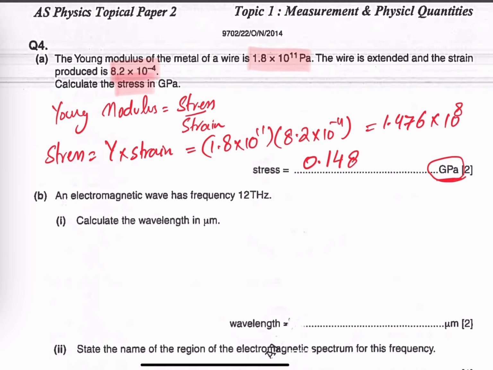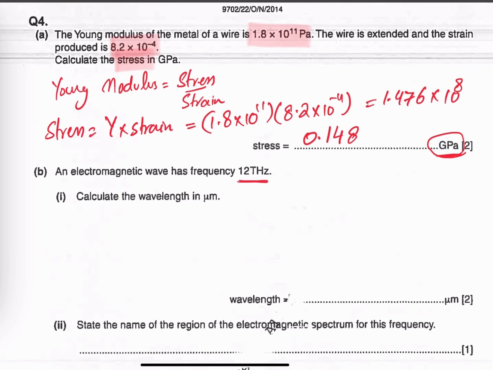An electromagnetic wave has a frequency of 12 terahertz. Calculate the wavelength in micrometers. Okay, so you have to use the wave equation. The wave equation is v equals f lambda, so lambda equals v by f. The speed of an electromagnetic wave is equal to the speed of light, and the frequency is 12 terahertz.